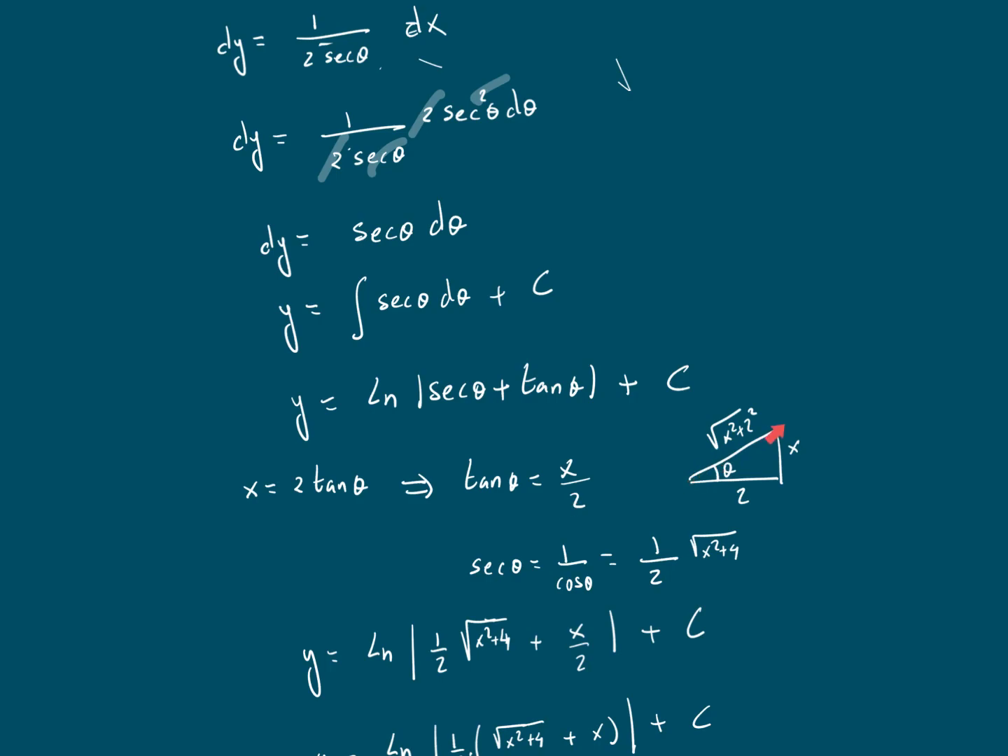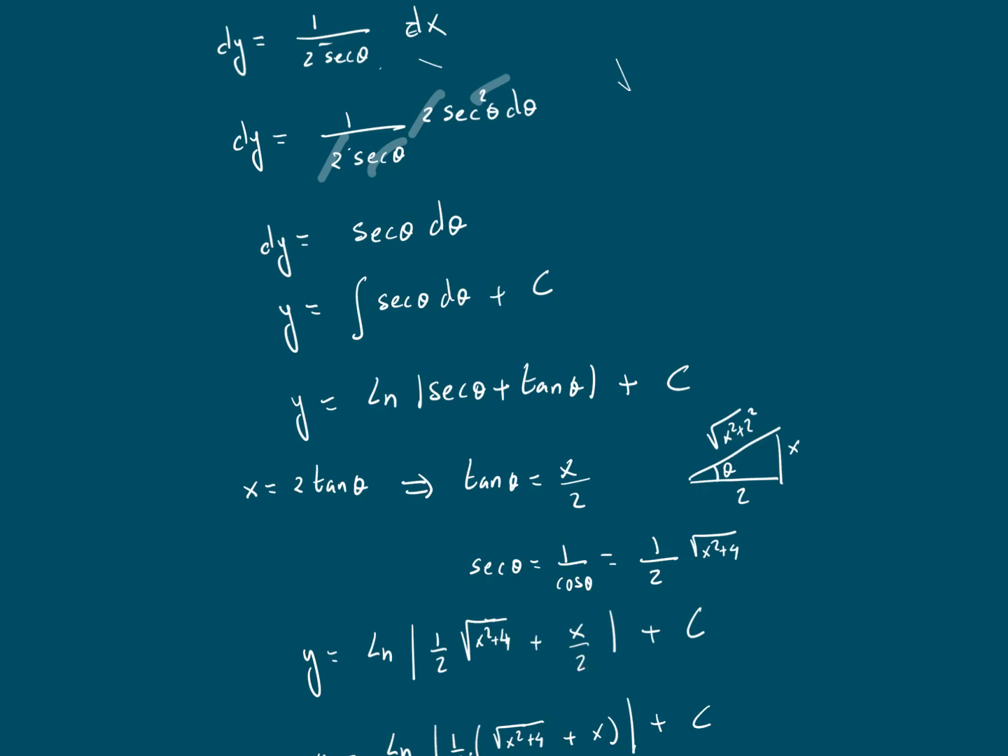We construct our triangle. Our triangle will say that tangent of theta is x divided by 2, opposite divided by adjacent. So the hypotenuse will be the square root of 4 plus x squared. So here will appear secant of theta, which is hypotenuse divided by adjacent. So I will put the hypotenuse, the square root of x squared plus 4 divided by 2, plus tangent of theta, but tangent of theta is x divided by 2, plus x divided by 2 plus c.